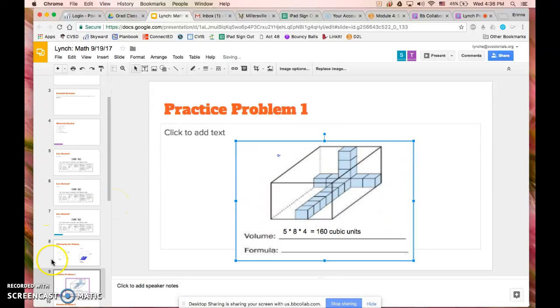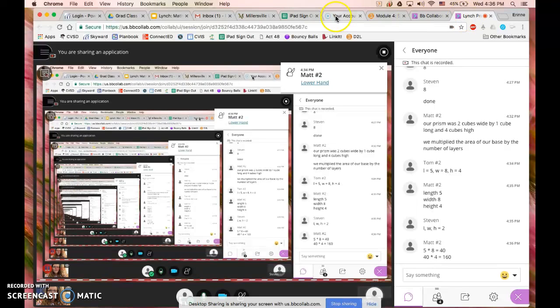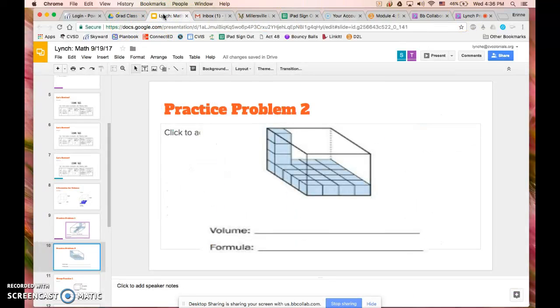The next practice problem. I see something in the chat. Great job, Matt. The next practice problem is going to be where we count how many cubes are on the base layer and multiply that by the height. So this is our other formula, the area of the base, and we're going to multiply that by the height. If someone could type that into the slide, I would appreciate it.